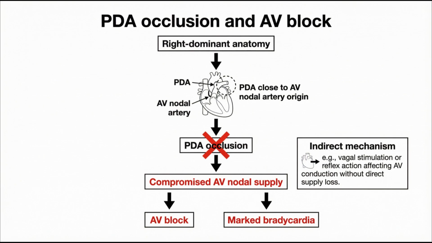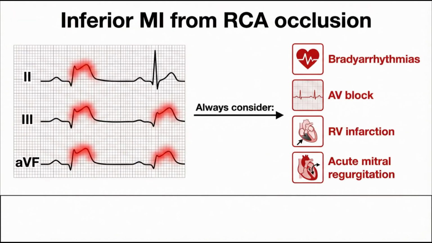In right dominant anatomy, the PDA lies close to the origin of the atrioventricular nodal artery. Therefore, PDA occlusion may indirectly compromise the AV nodal blood supply, causing atrioventricular block and marked bradycardia. From an MRCP perspective, inferior myocardial infarction due to RCA occlusion should always prompt consideration of bradyarrhythmias, AV block, right ventricular infarction, and acute mitral regurgitation from papillary muscle rupture.